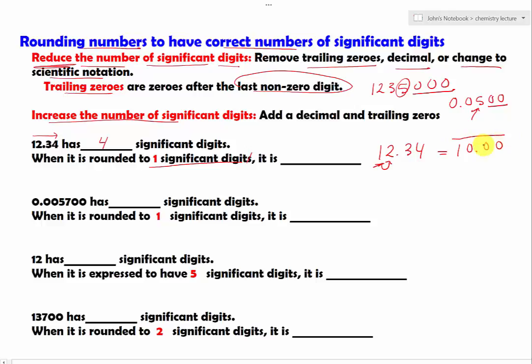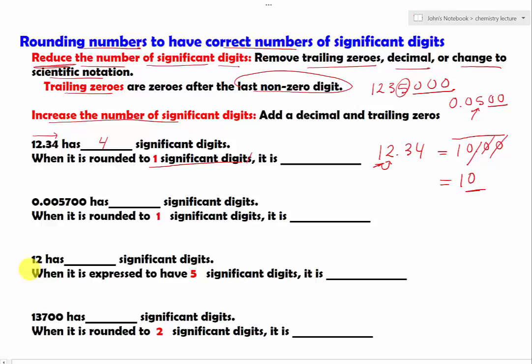So how do we reduce the number of significant digits? We can remove the trailing zero. I remove one, so now it has 3. I remove another one, so it has 2. And what can I do? I can remove the decimal, so now it becomes 10. This 0 does not count because it is a trailing zero.